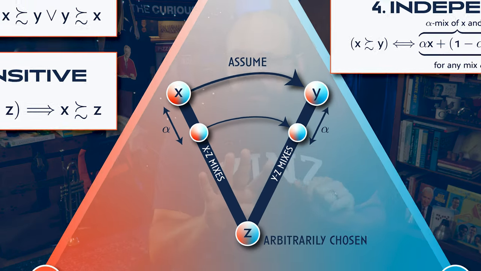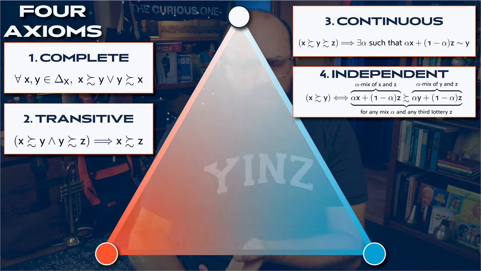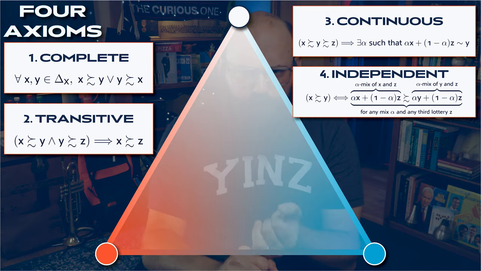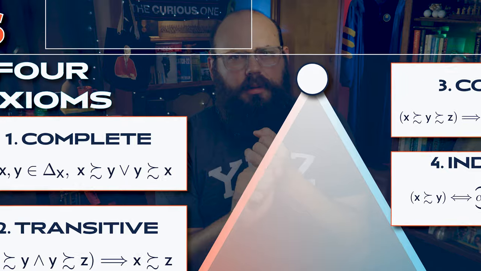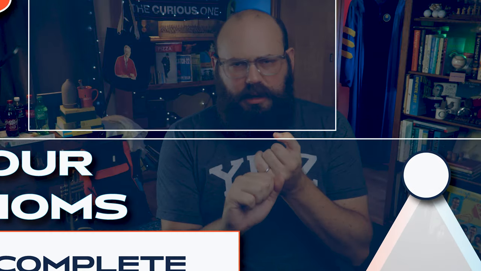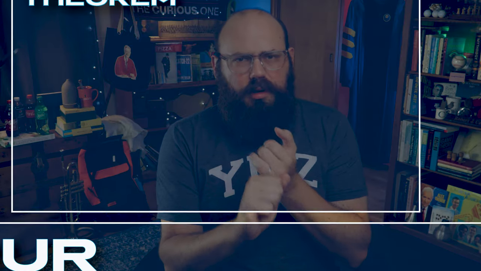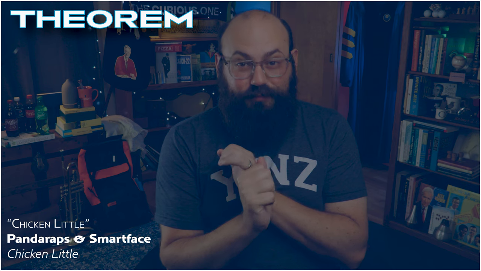So now I've got four assumptions: complete, transitive, continuous, and independent. And I am now prepared to tell you one of the most important results. If this wasn't true, or if this hadn't been discovered, then I would have nothing to talk to you about. Right? This is very much foundational.